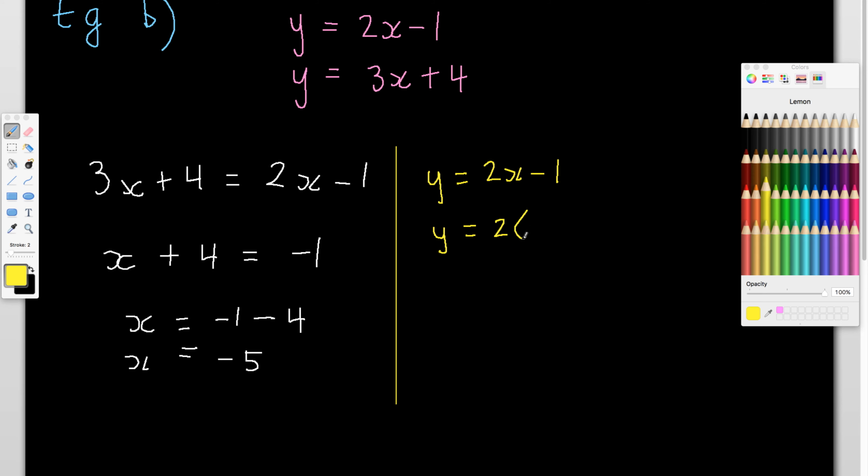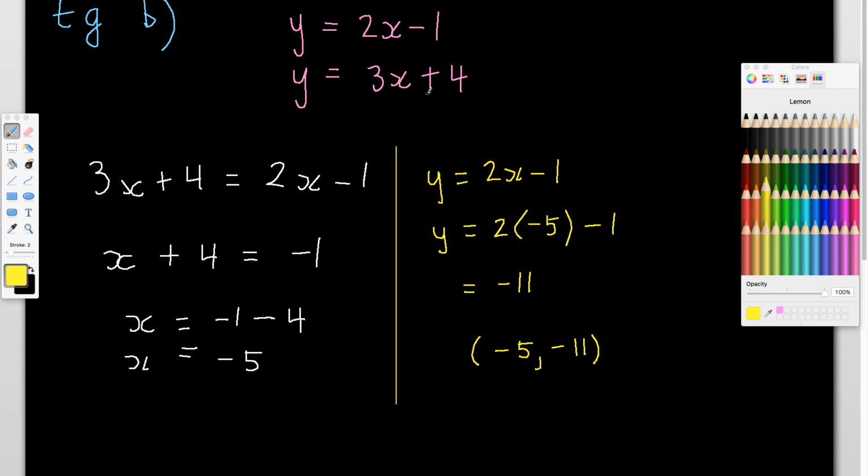2 by negative 5, so that's negative 10. Negative 10 take 1 will be negative 11. So our coordinate is negative 5, negative 11. So we'll check that for this second equation now. So 3 by negative 5, so that would be negative 15, plus 4 would give me negative 11.